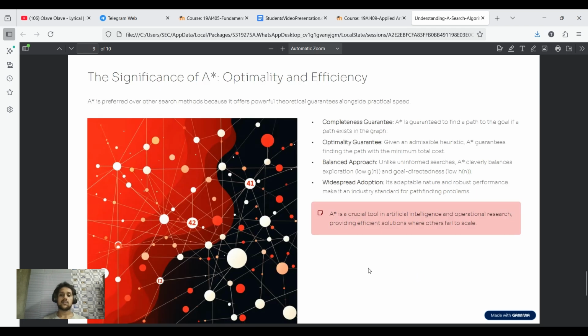The significance of the optimization and effectiveness is that there are four main points to acknowledge about the significance of the algorithm: implementation guarantee, optimal guarantee, balanced approach, and wide applicability.